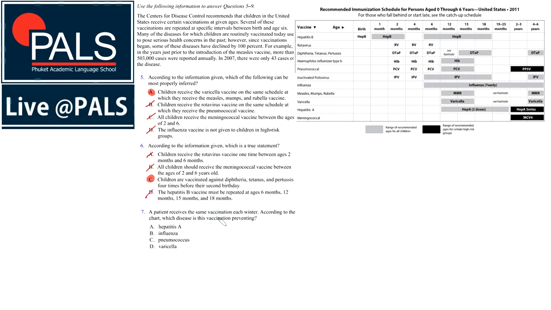The patient receives the same vaccination each winter. According to the chart, which disease is this vaccination preventing? So if we look at the chart, the only vaccine that has something special here written is influenza, which says yearly. So it's given between 6 months and 4 to 6 years at some point, and then should be repeated yearly. So influenza is the correct answer.